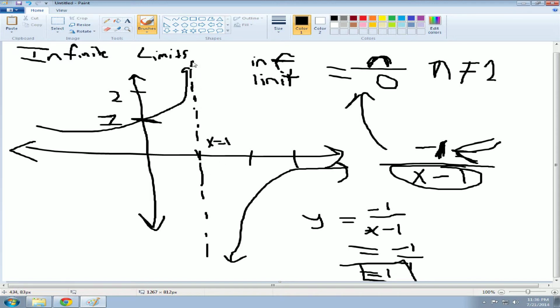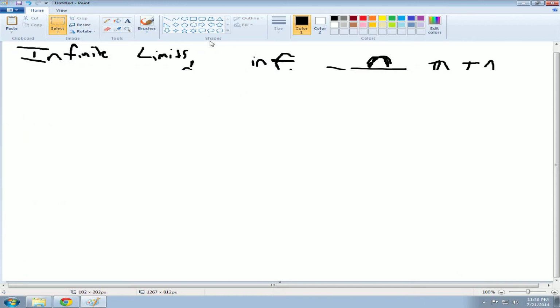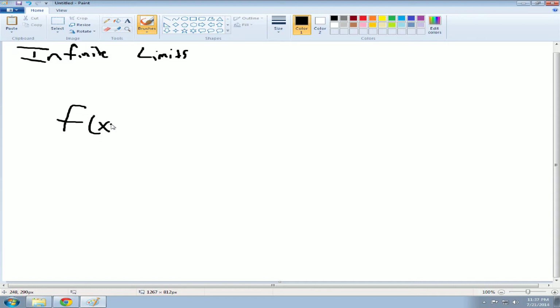So this is what you call a vertical asymptote, going up and down. And there could be multiple vertical asymptotes. And I'll give a quick example of that using a trig function. We're going to do f of x is equal to cotangent x.